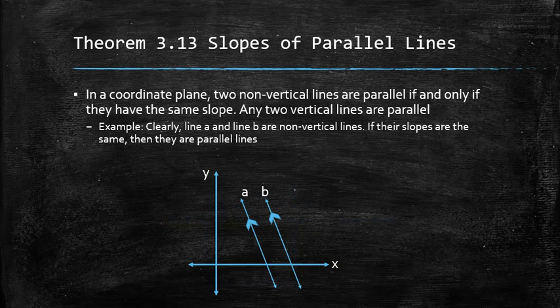Theorem 3.13, slopes of parallel lines. In a coordinate plane, two non-vertical lines are parallel if and only if they have the same slope. Any two vertical lines are parallel. For example, line A and line B are non-vertical lines. If their slopes are the same, then they are parallel lines.